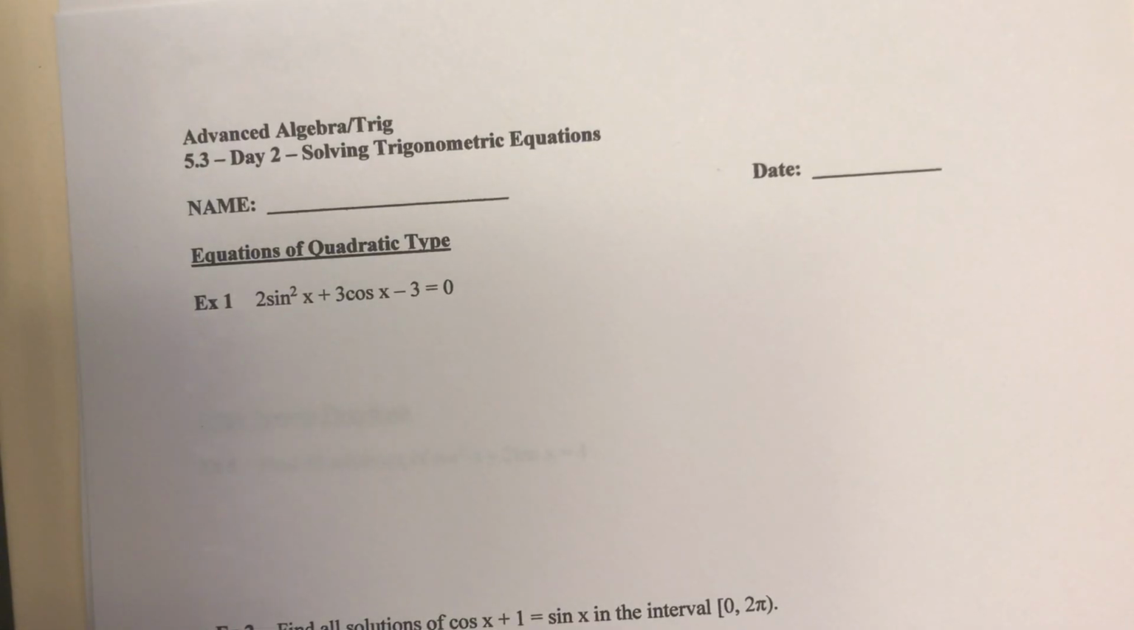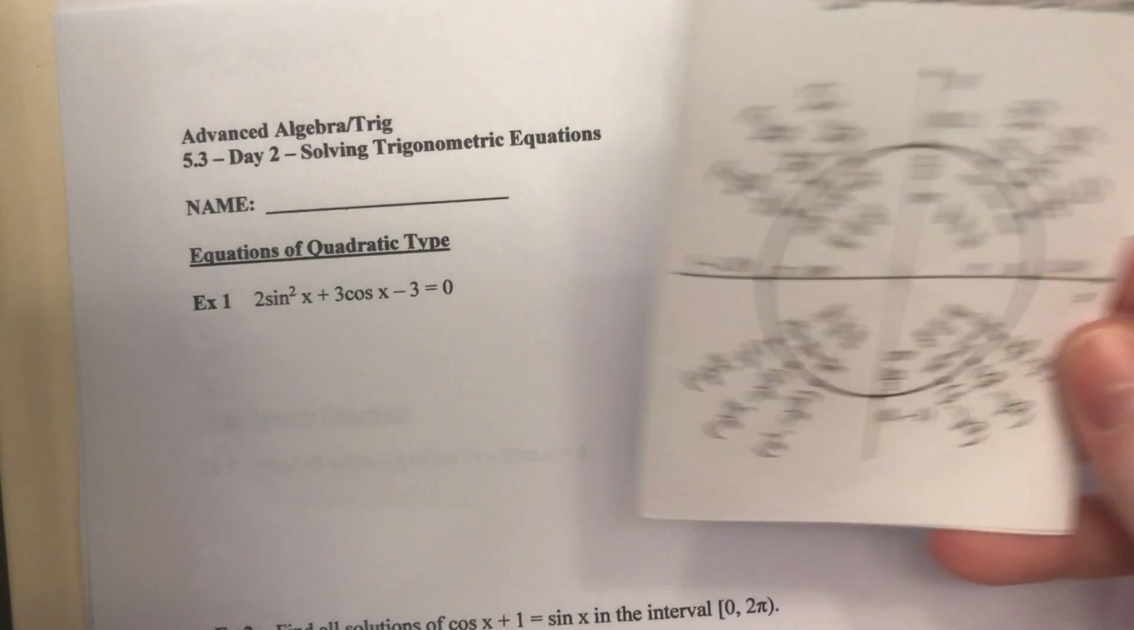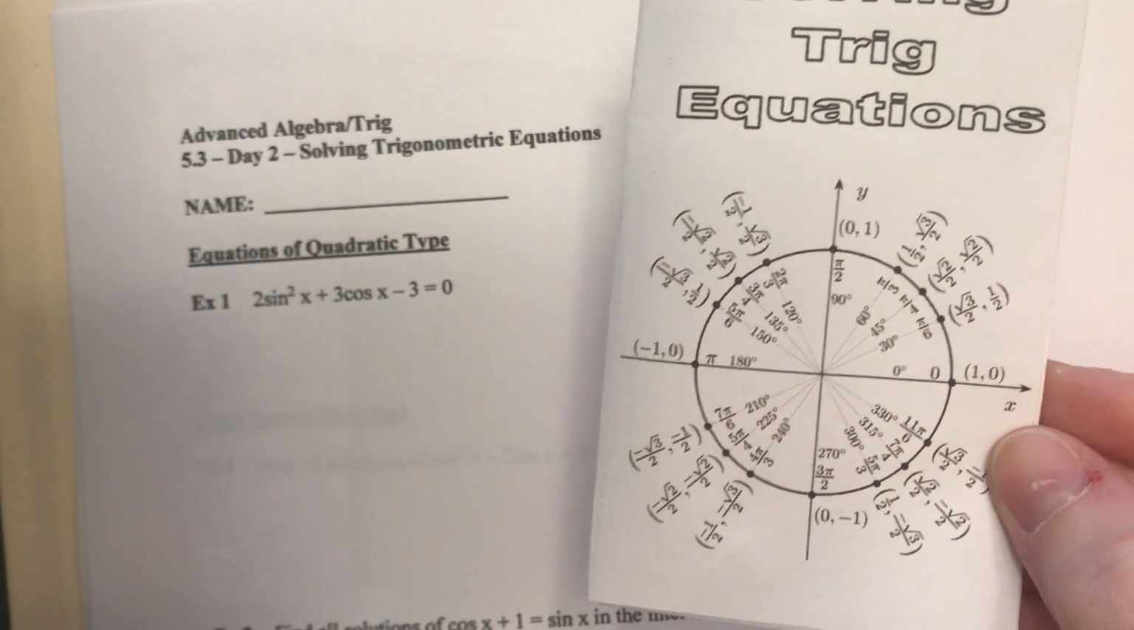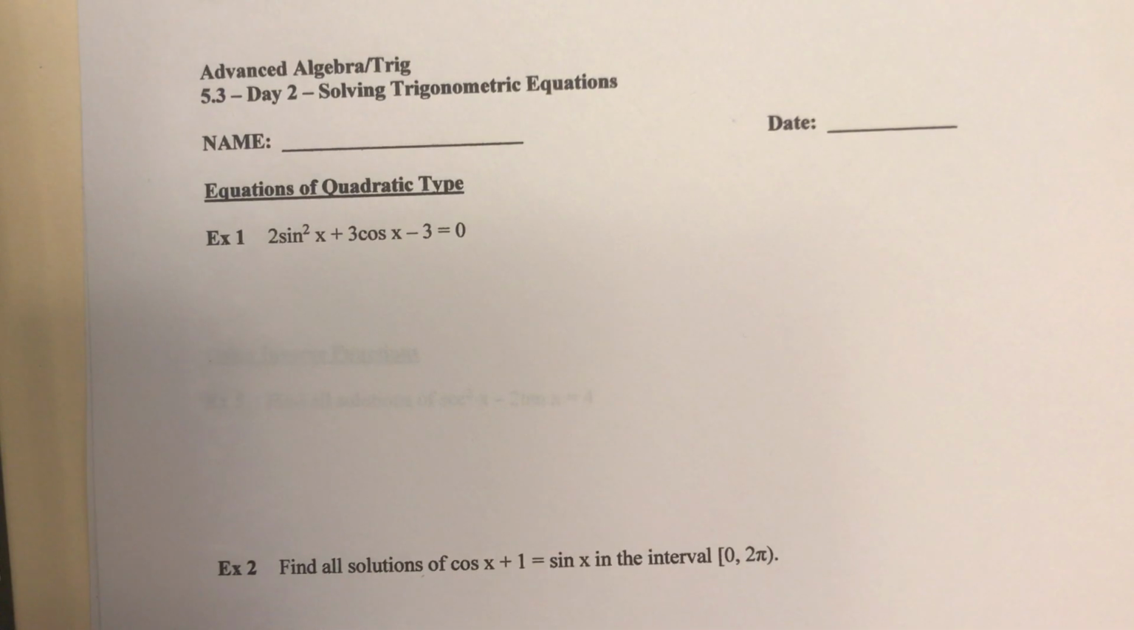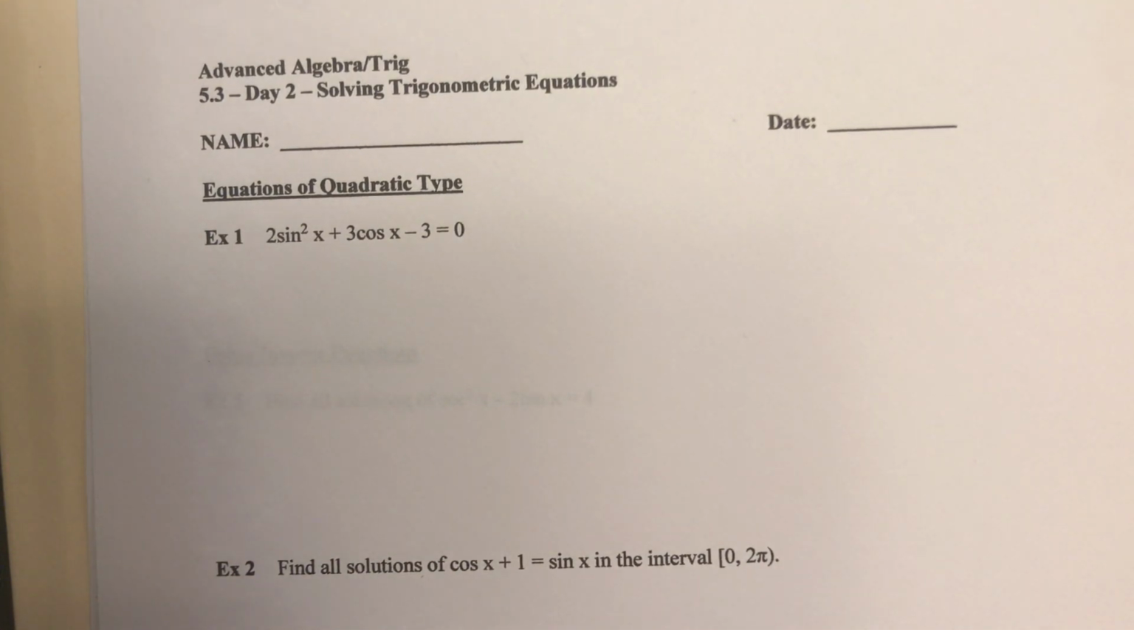Okay, so we're on 5.3 part 2, and you should have your little unit circle to help you with this lesson, and you should have already filled it out according to our last video. So we're going to do a couple more types of problems to solve, and we're going to start with number 1. Now, number 1, we cannot factor this because we have a sine and a cosine.